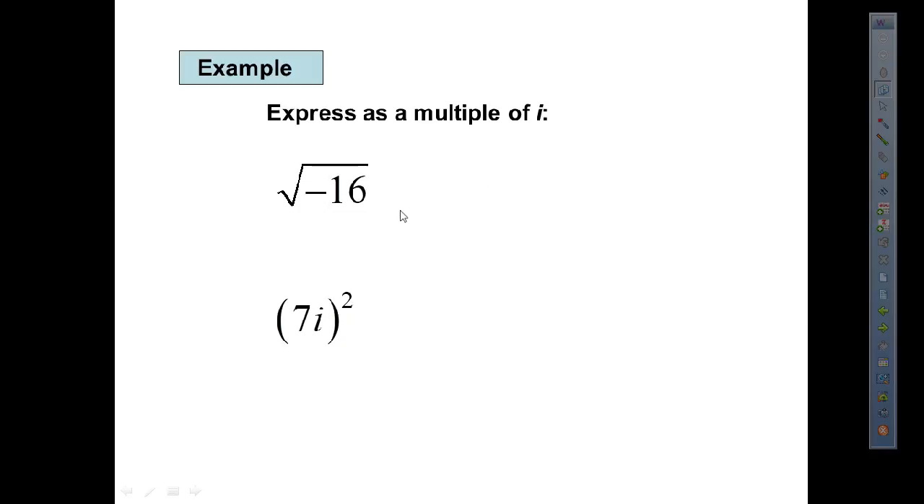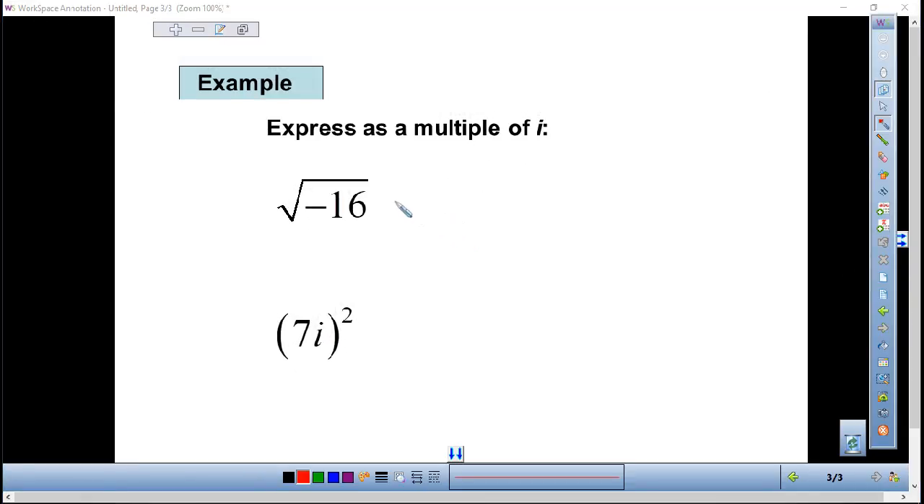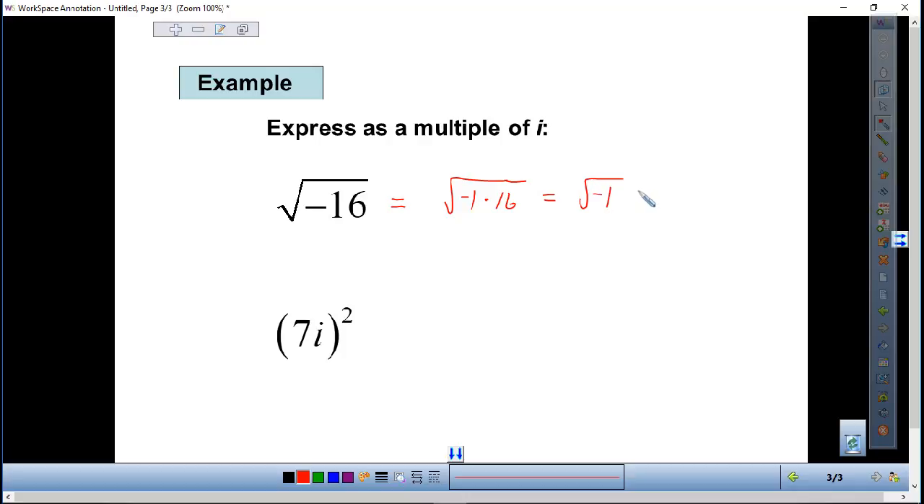Alright, so let's express this as a multiple of i. With the square root of -16, what you want to do is split this up into the square root of -1 times 16. I'm going to show you the whole work, but you can actually do this part in your head. You split it up into the square root of -1 times the square root of 16. The square root of -1 by definition is i, and the square root of 16 is 4, so we end up with 4i.